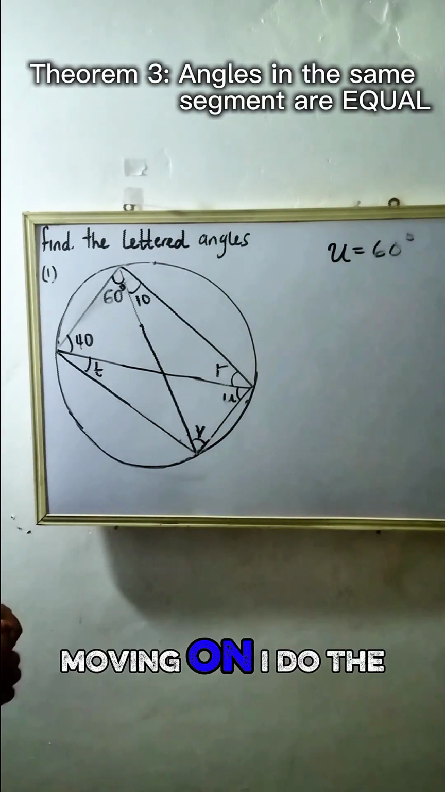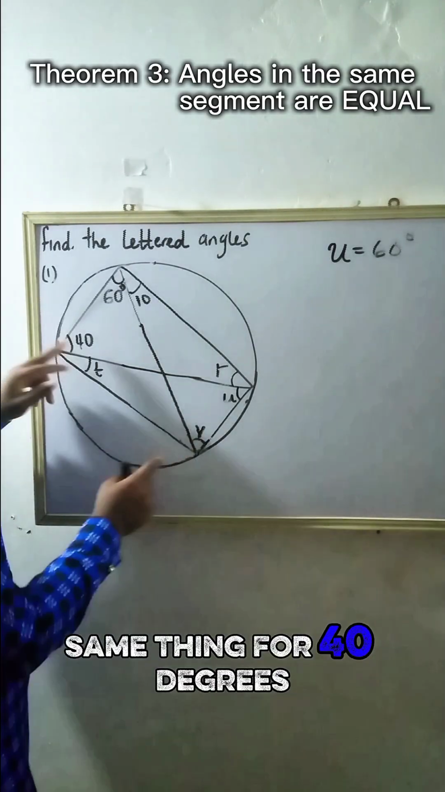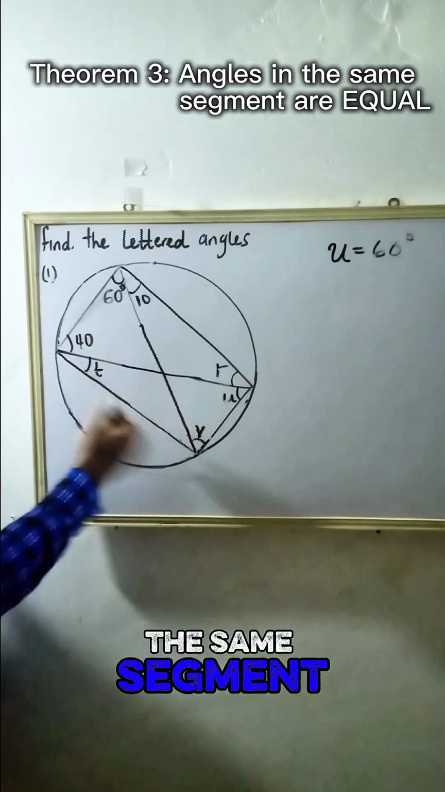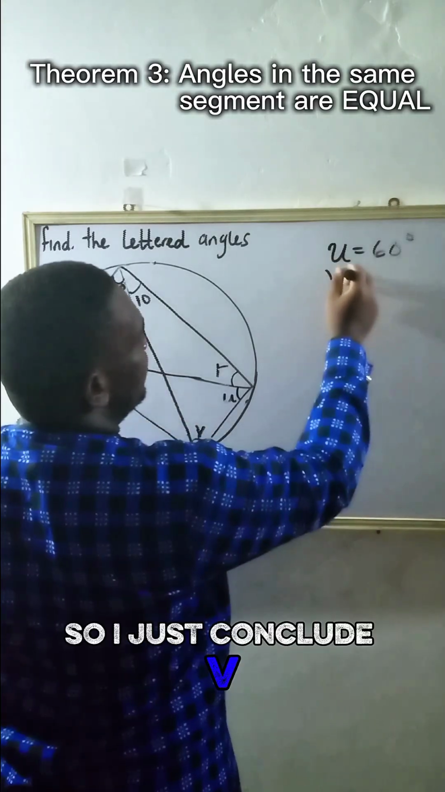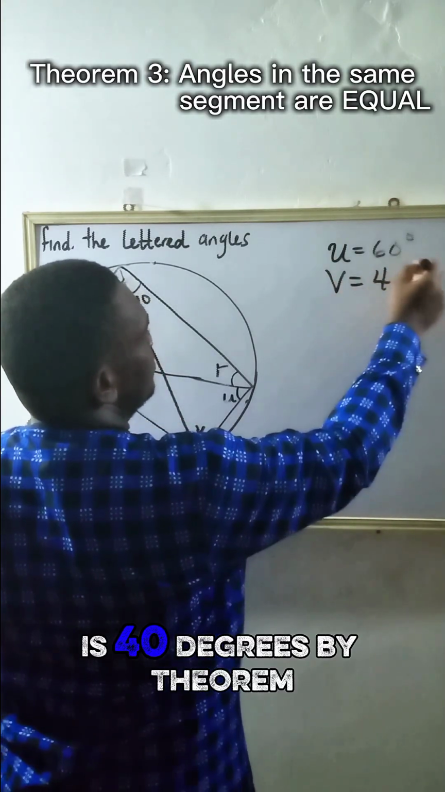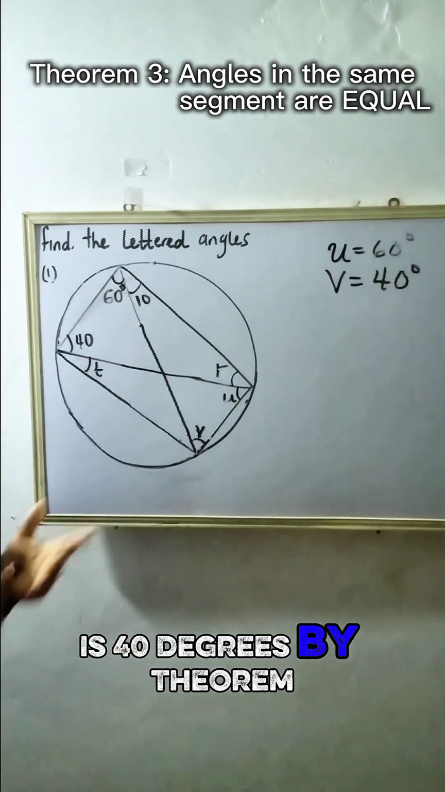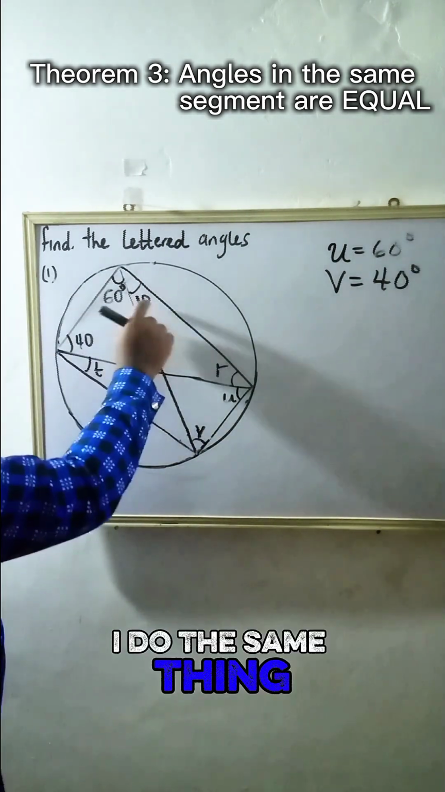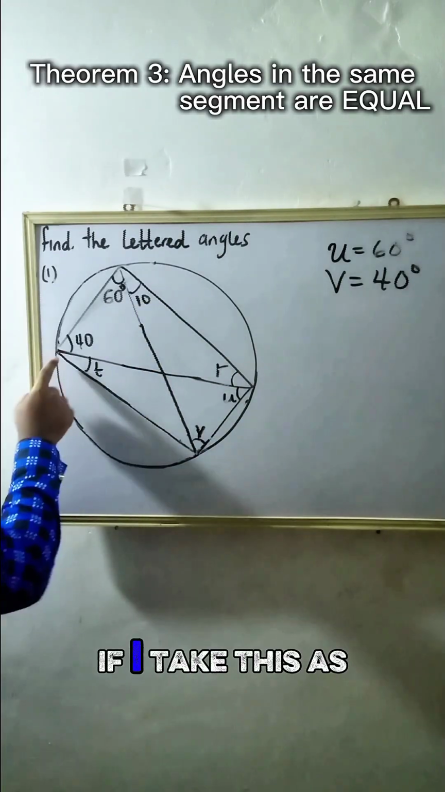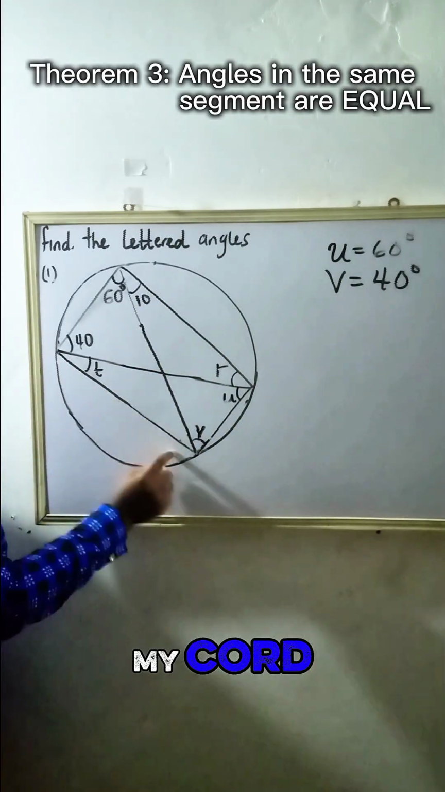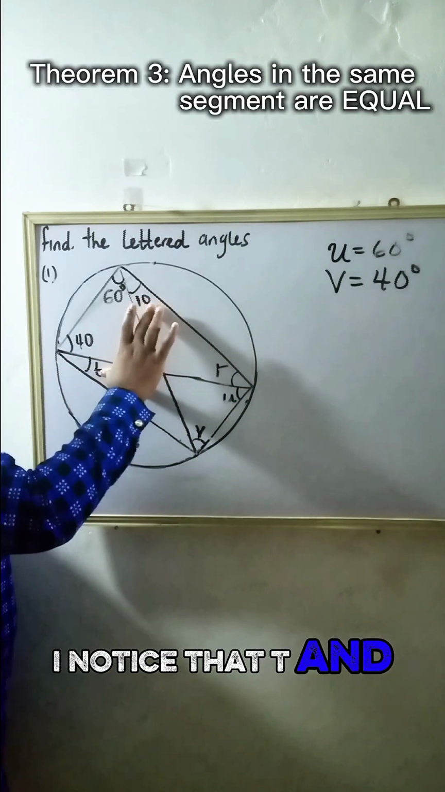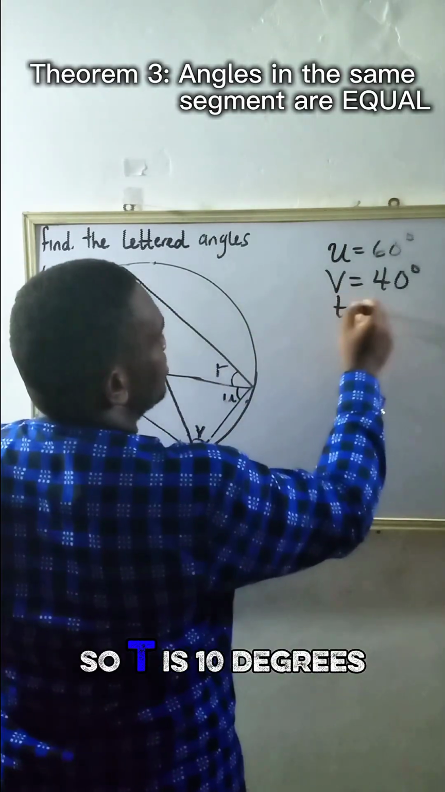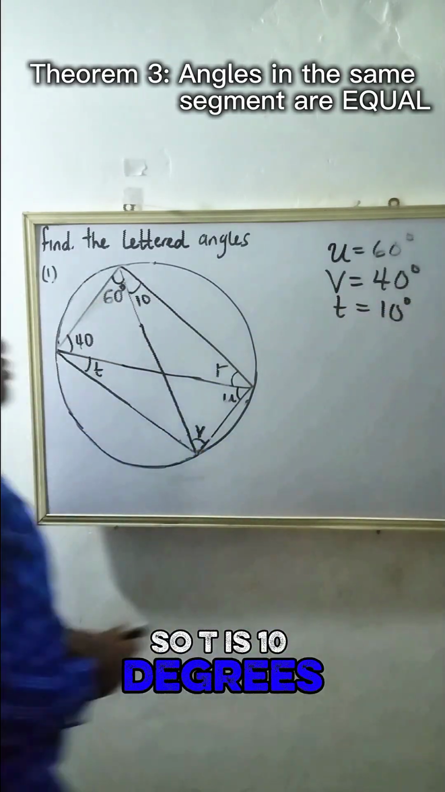Okay? Moving on. I do the same thing for 40 degrees and V. They are also angles in the same segment. So I just conclude V is 40 degrees by theorem 3, angles in the same segment. Okay? I do the same thing for T. If I take this as my chord, I notice that T and 10, they are also angles in the same segment. So T is 10 degrees.